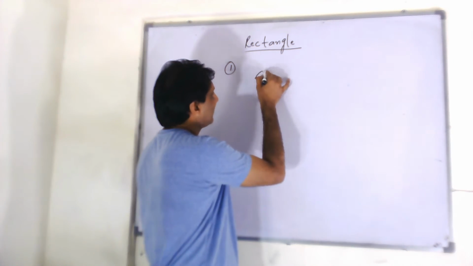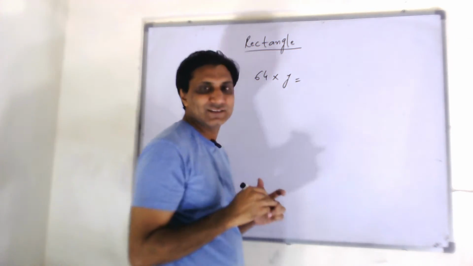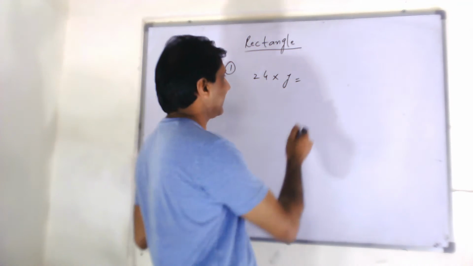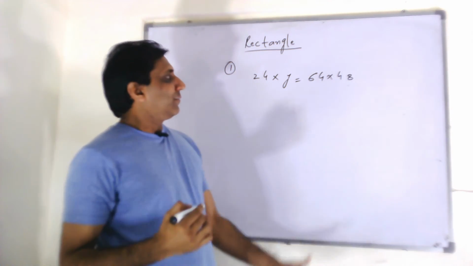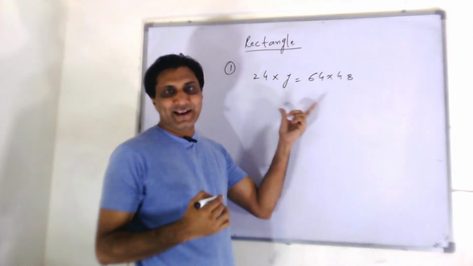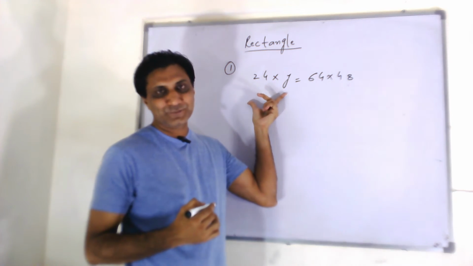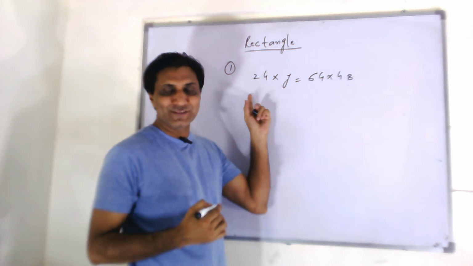One is 24 meters wide, and its length is unknown, and the dimensions of the second one are 64 and 48. Because the areas of the 2 rectangles are the same, the area of the second one equals the area of the first one. But we need to find the perimeter of this one.